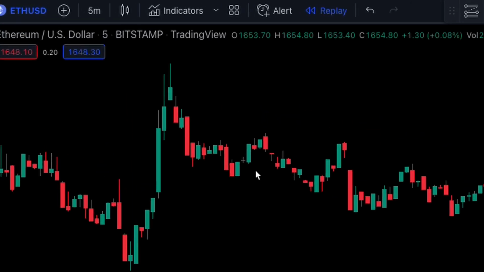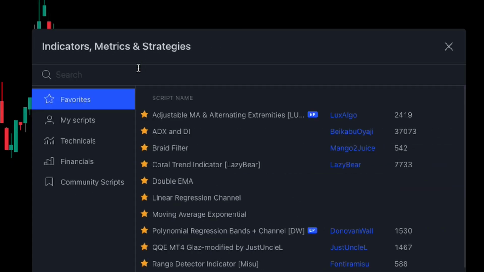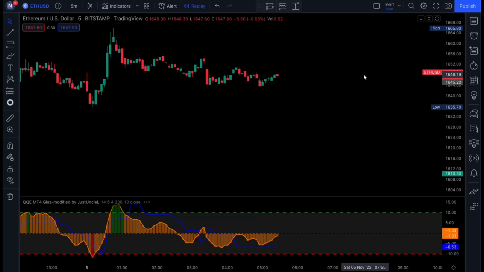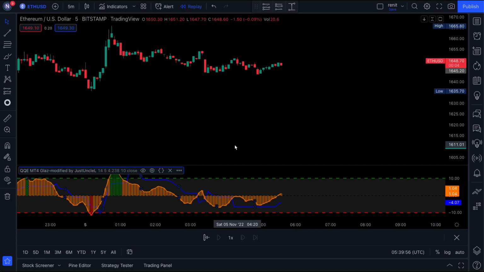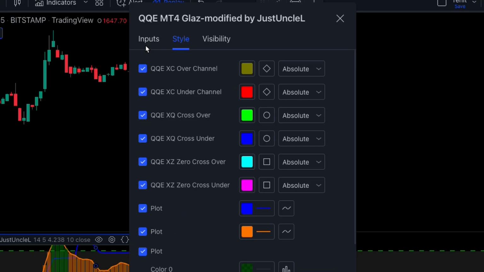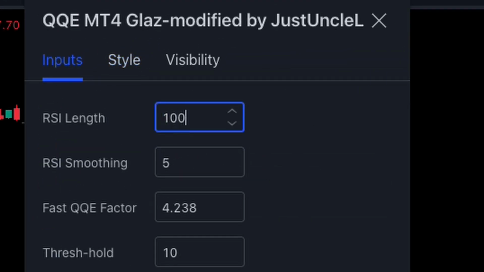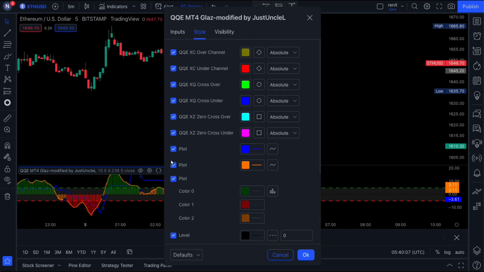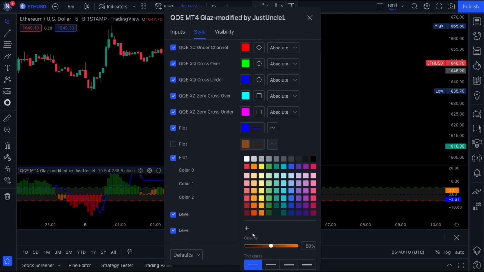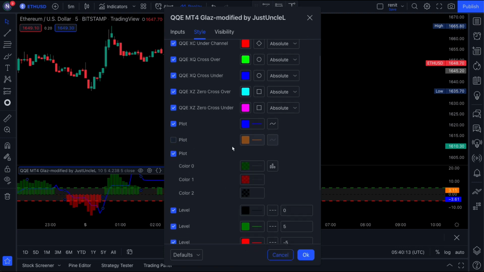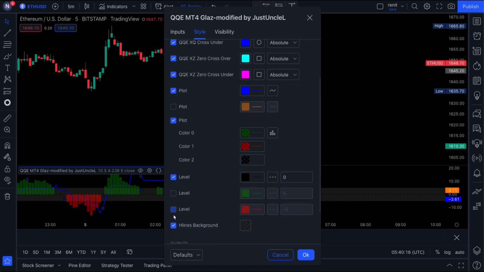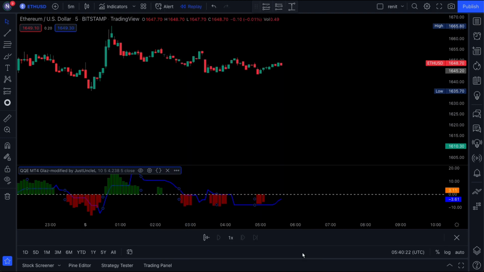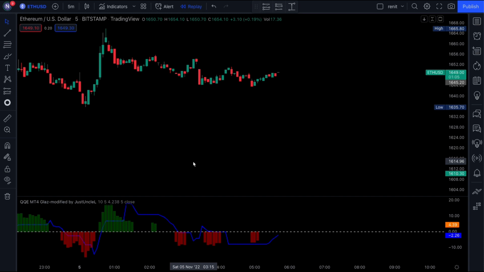So heading to the top of your chart, select the indicator search tab, then search for QQE, and it's this one right here by Just Uncle. Okay, now it's added to the chart, let's change some settings on it. So double click on it, and in the input section, let's change the RSI length from 14 to 10, and then change the threshold from 10 to 5. Now head over to the style section and hide these options. And just like that, the first indicator is set up.